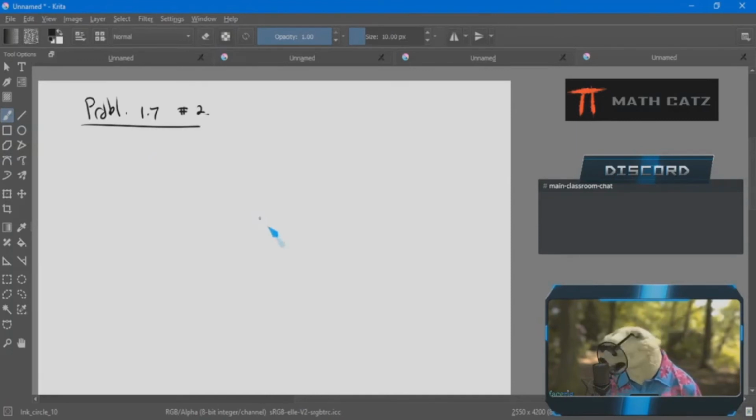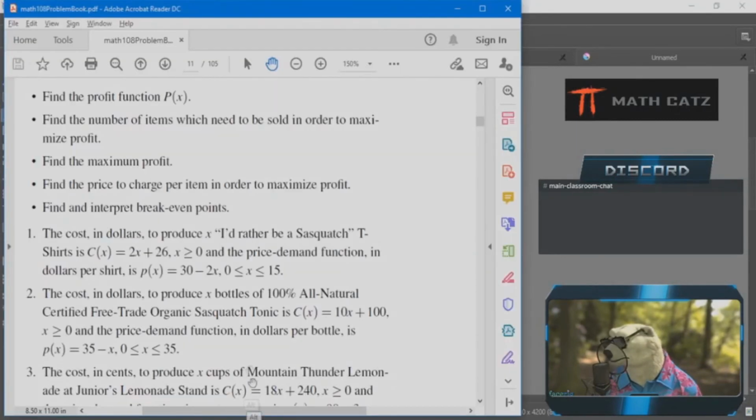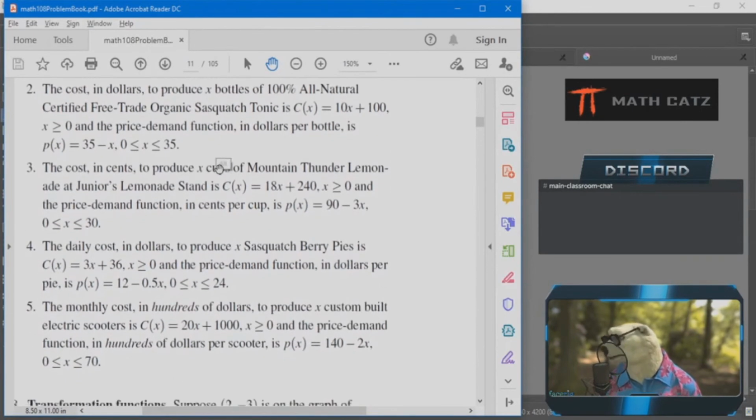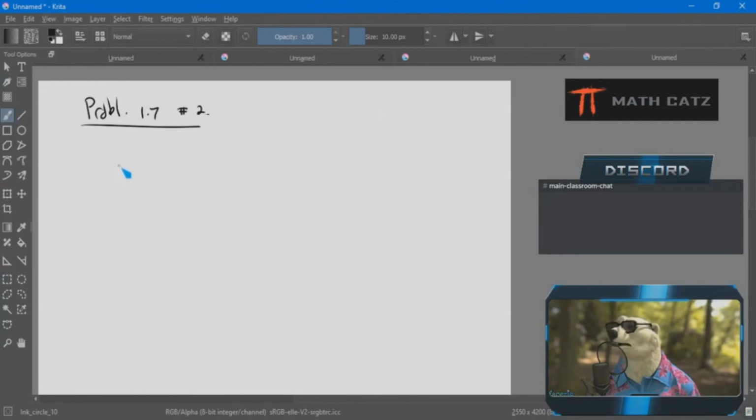So let's have a look at number 2. Almost exactly the same, except the functions that are given are just a little different. So the cost in dollars to produce X bottles of something, I don't even care what it is, Sasquatch tonic, that's cool, C is my cost function, just a different function, still the cost. And the price demand function, that predicts my price per bottle, is 35 minus X. Do everything you just did with these functions.